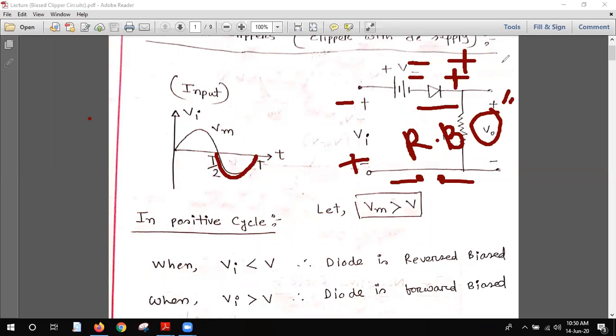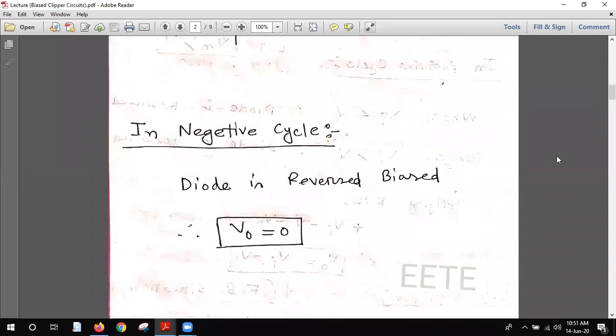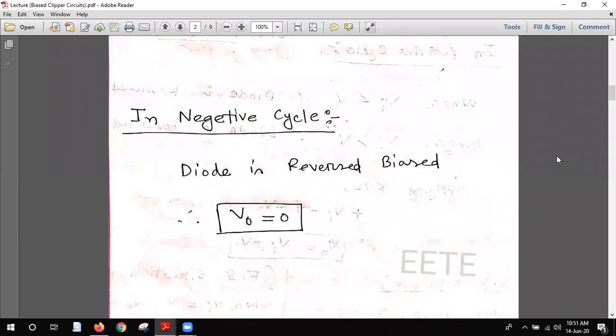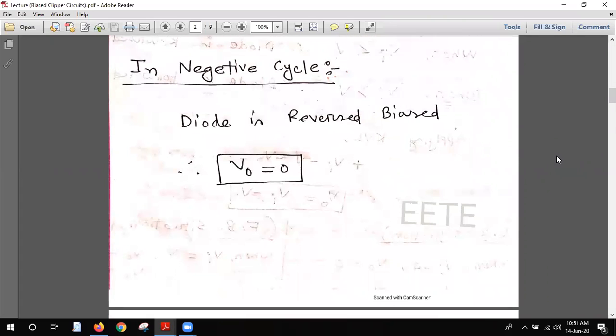So there is no contradiction in the negative cycle. The output voltage will be zero from the very beginning to the last end. That is the finding from the negative cycle. It's very crystal clear. The same thing happens: in the negative cycle, the diode is reverse biased, and in reverse bias there is no current. So the output voltage VO is zero, because the output is across the resistance in this circuit.